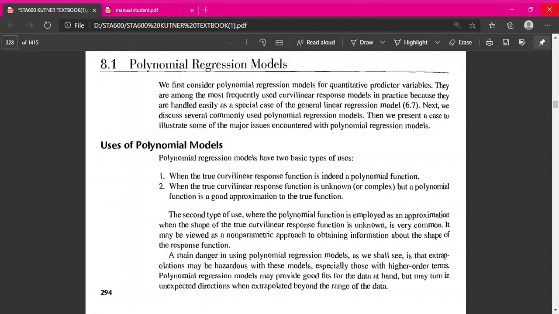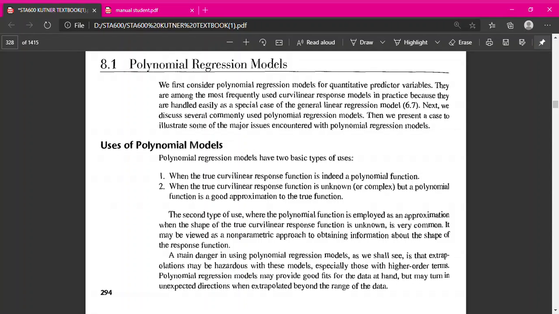We first consider the polynomial regression model for quantitative predictor variables. They are among the most frequently used curvilinear response models in practice because they are handled easily as a special case of the general linear regression model.